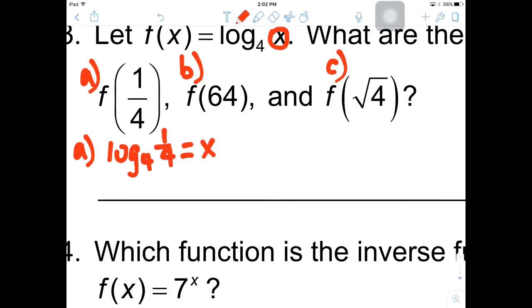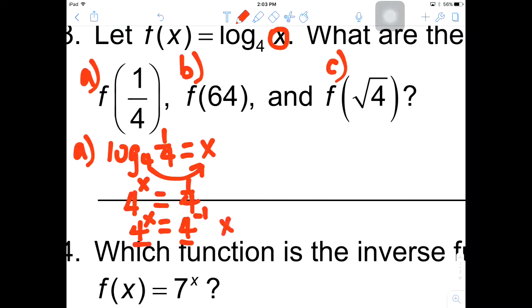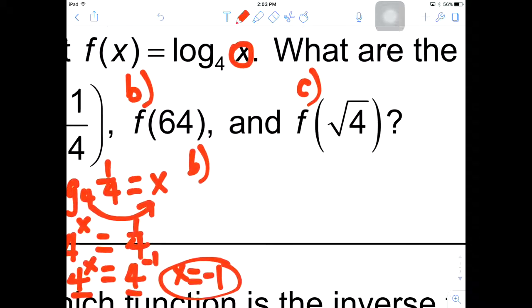And we're going to solve for it by letting it equal x. So we're going to raise the 4 base to the x power is equal to 1/4. And we're going to rewrite the 1/4 as 4 to the minus 1. Therefore, because the bases are equal, we have exponents are equal. So x will equal -1.